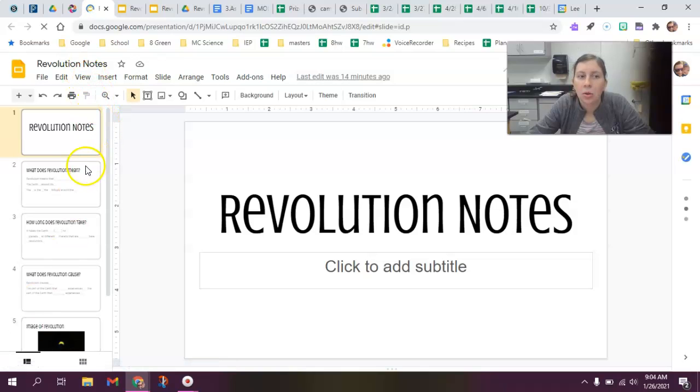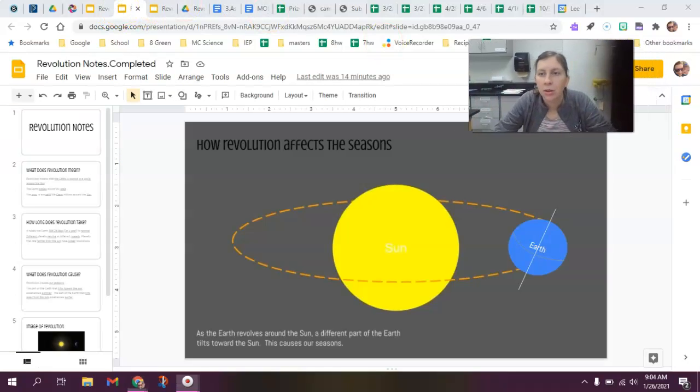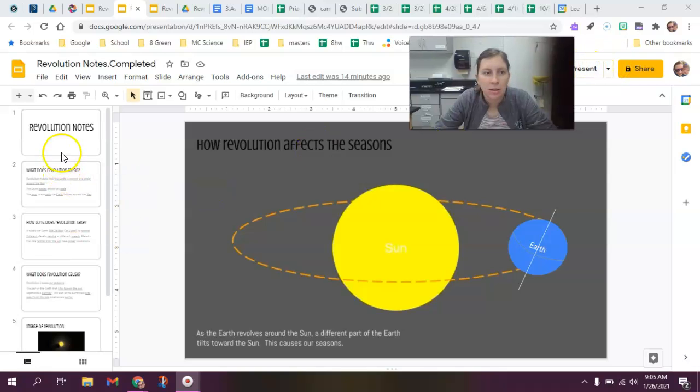As the Earth rotates, it also revolves. So remember, rotation is when it's spinning. Revolution is when it goes in a circular motion. So we are going to take a look at these notes.